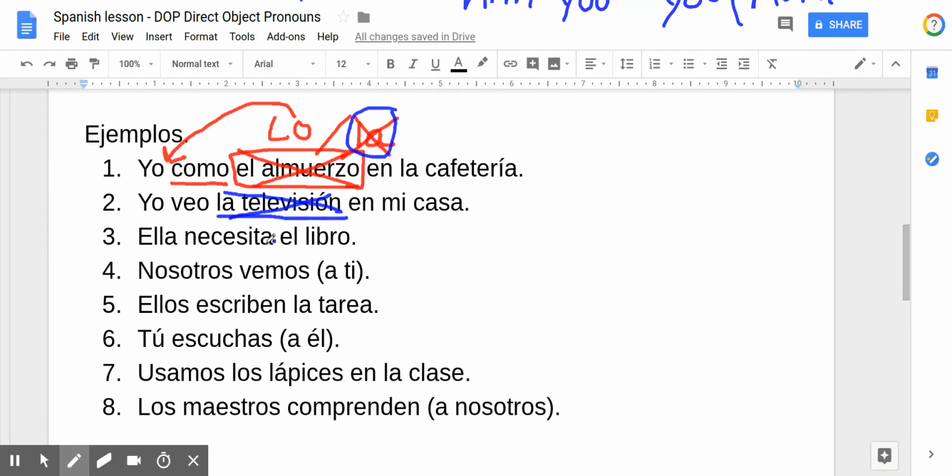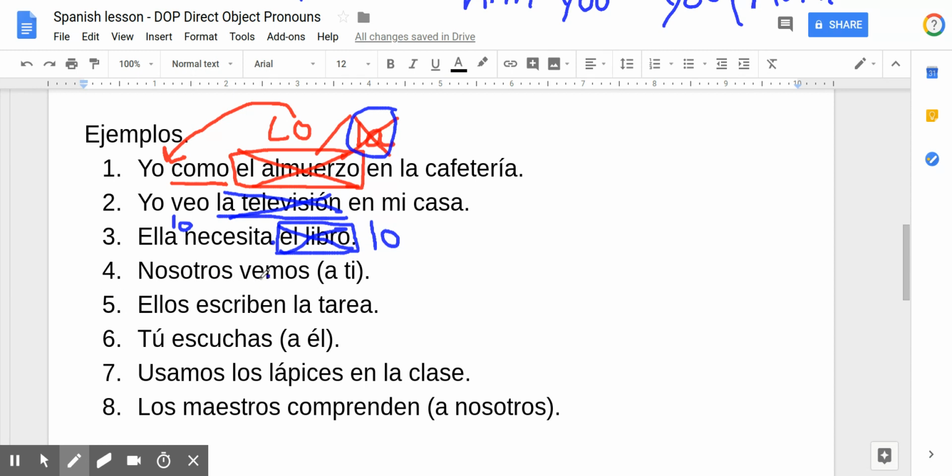Next sentence, she needs the book. Ella necesita el libro. I'm going to take el libro, because that's what's needed. I'm going to eliminate it from my sentence, and I'm going to change it to the word it, which is lo or la. Since libro is masculine, it's going to be lo. And I'm going to put it right over here between the ella and the necesita. And my new sentence is going to be ella lo necesita, period. I put my period right there.